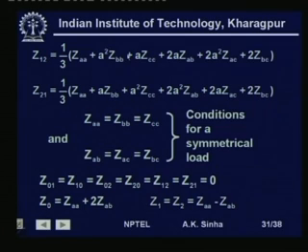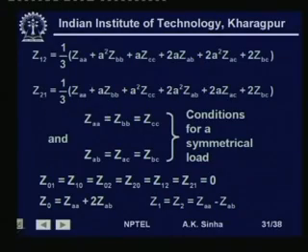Now, if we see in this case all the 9 terms, that is the coupling terms between positive, zero and negative sequence, will be present for a general 3-phase case. That is, for an unbalanced 3-phase load, there is going to be coupling between the 3 sequence networks.